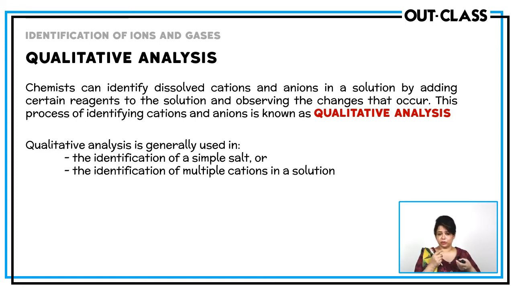Most of the cations' tests are different, anions' tests are different, and these tests are performed in the lab, and with the help of these tests you recognize which ion is present in your salt or compound.